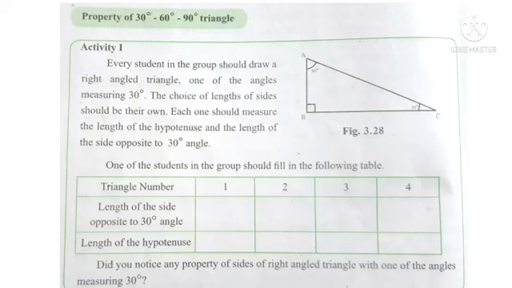Students, you know the right angled triangle. For a right angled triangle, see here the figure. Triangle ABC is the right angled triangle. Angle A is 60 degrees and angle C is 30 degrees.